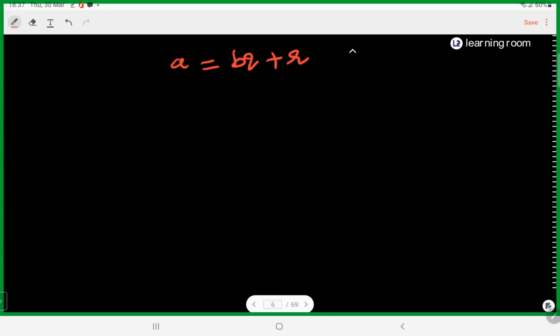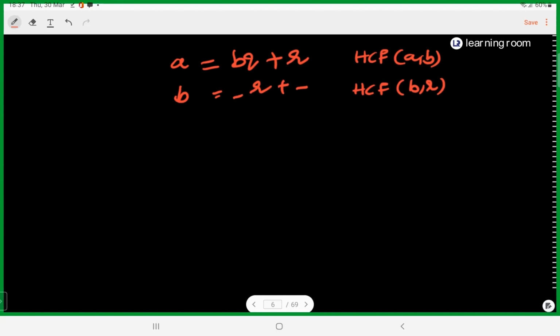now we are calculating here HCF of A comma B. So in the next step we are calculating the HCF of B comma R, right? So B, R, some quotient plus some remainder. Now again we are doing the same thing till we get the remainder 0.